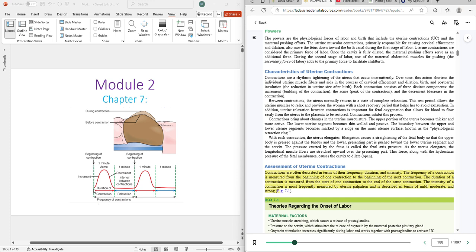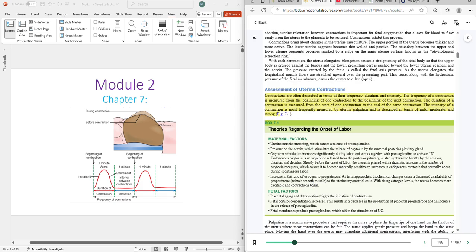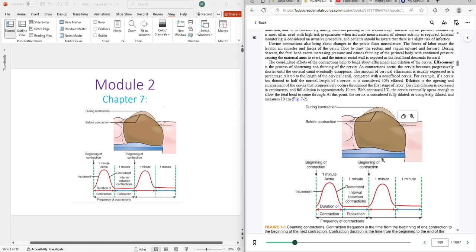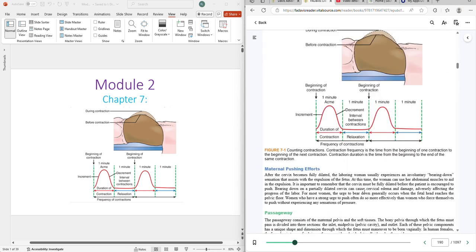The duration is the beginning of one contraction to the end of that same contraction. You need to know those terms. So frequency, the beginning of one to the beginning of another. Duration is the beginning of one to the end of that same one. And on labor strips that we'll view in class, you'll see there are 1 minute increments in the little red line. These are green, but it's the red lines on the strip. And there's the same picture on page 189.